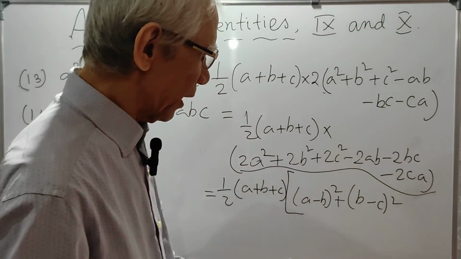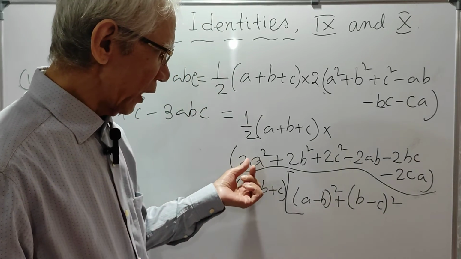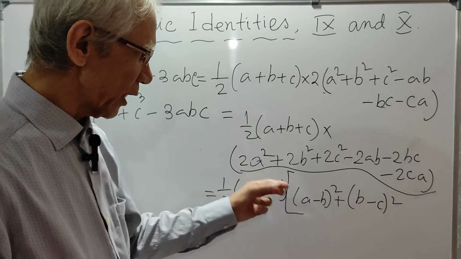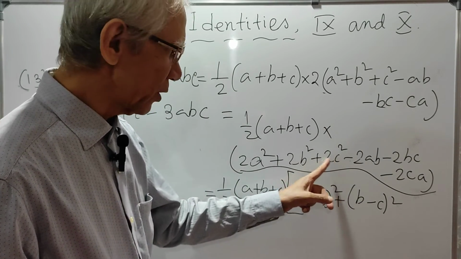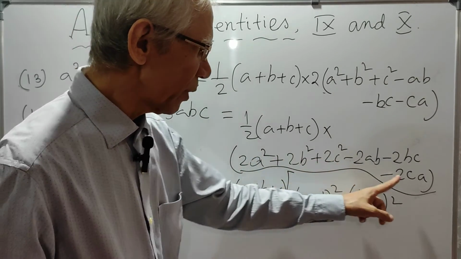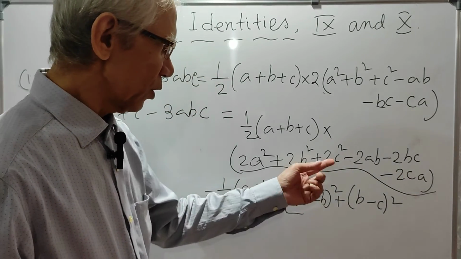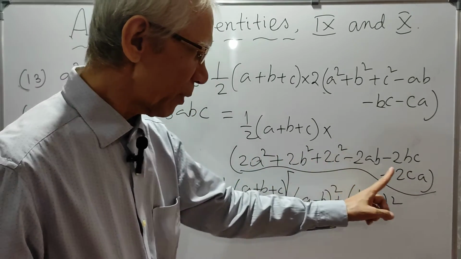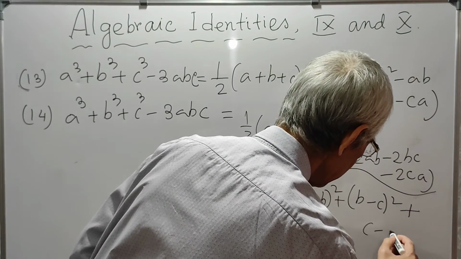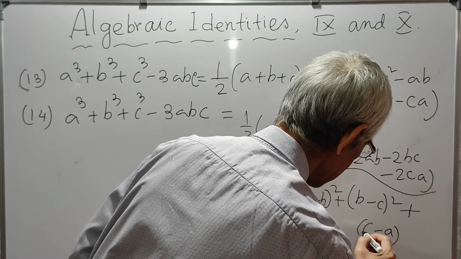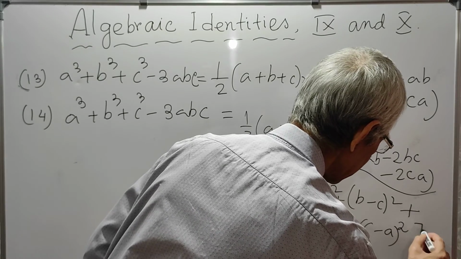All right. Then last, what remains? A square. One a square we took for this one, the other a square remains. Then 1c square we took for this one, then 1c square remains. So a square plus c square minus 2ca. So 1c square and 1a square and minus 2ca. So that will be c minus a whole square.